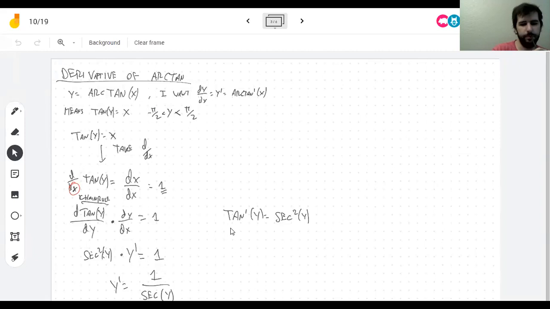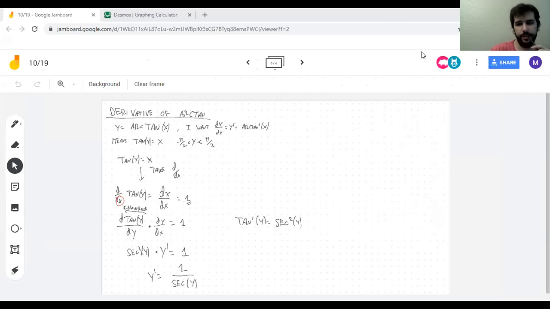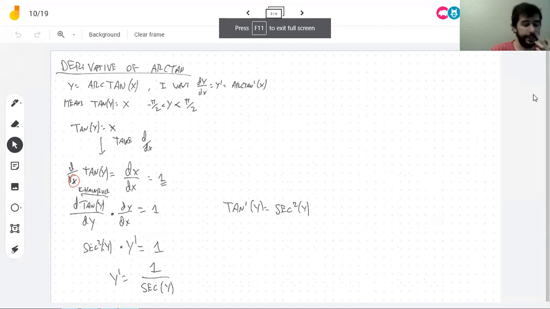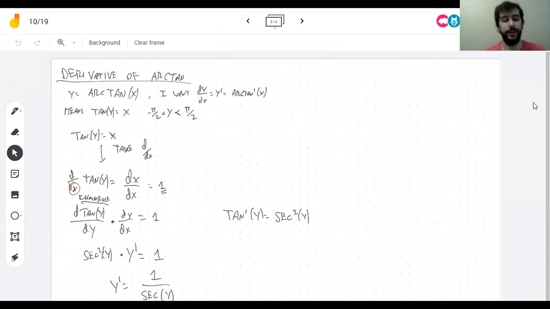Where did the square come from? I mean, we did this derivative a few days ago, and that's just the answer we got. I know this by heart. But tangent is sine over cosine. So we took the derivative using the quotient rule, and the quotient rule has the square of the denominator in there. And that's the square that we get.